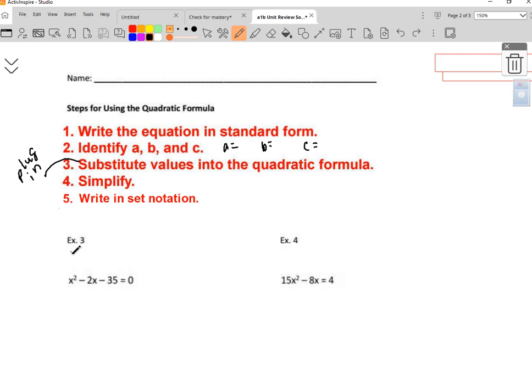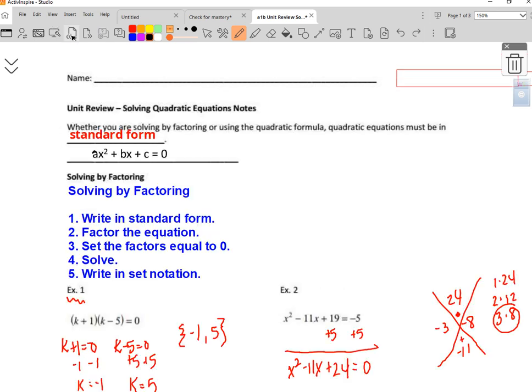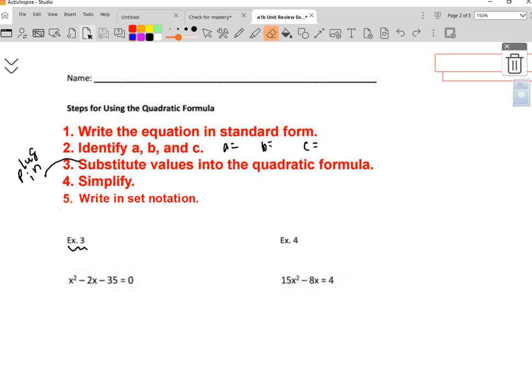Okay, so let's look at example 3. Is that equation written in standard form? Let's go back. This is standard form, right? Ax squared plus bx plus c equals 0. Oh yeah, it is. This one is in standard form, so we don't have to do that step. The other one is not. Good job. So the next step is identify our A, B, and our C.